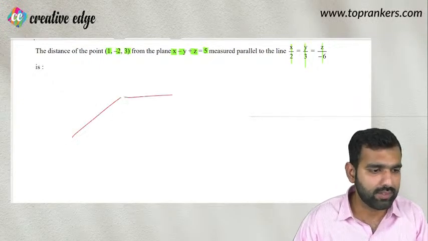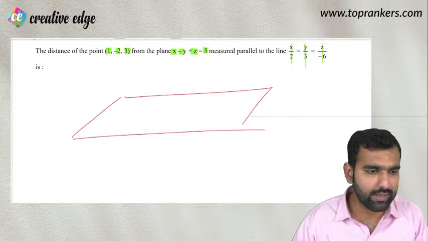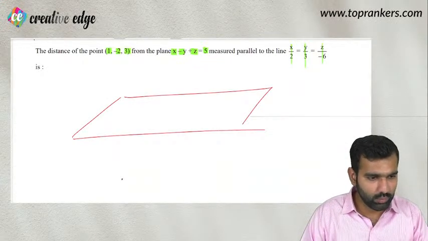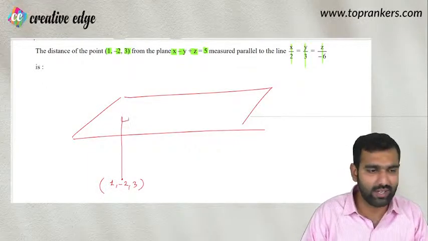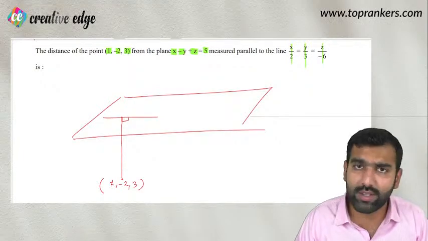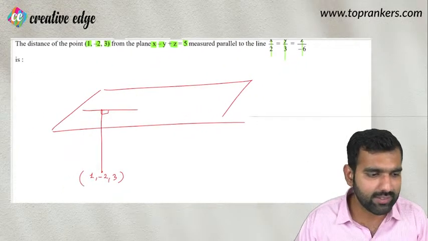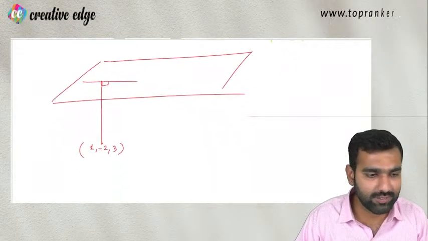See, there is this plane, right? And from this plane, there is this point, which is 1, comma minus 2, comma 3. So they are not asking you the perpendicular distance of this plane from this point. Had this been asked, you would have been able to answer this question quite easily. Why? Because किसी भी point से किसी plane की perpendicular distance का formula, I hope you know.